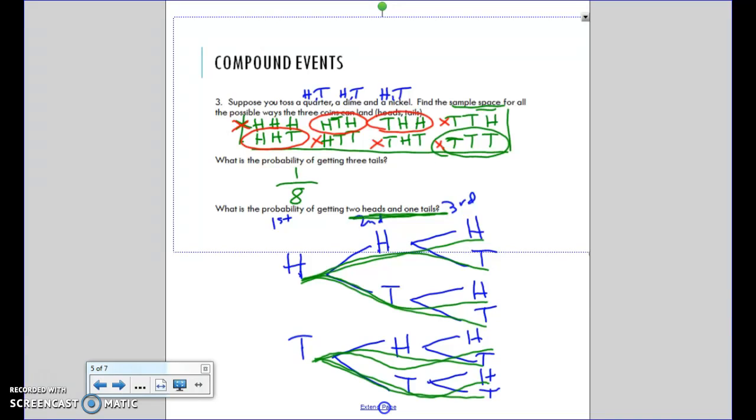So as I look, I see that 1, 2, 3 of them have 2 heads and 1 tail. And that's what we want to know, 2 heads and 1 tail. So really we have a 3 in 8 chance of getting 2 heads and a tail on our 3 coin tosses.